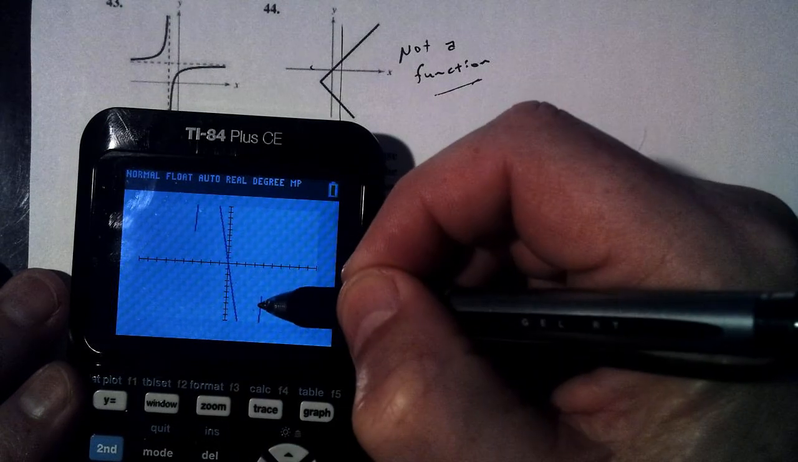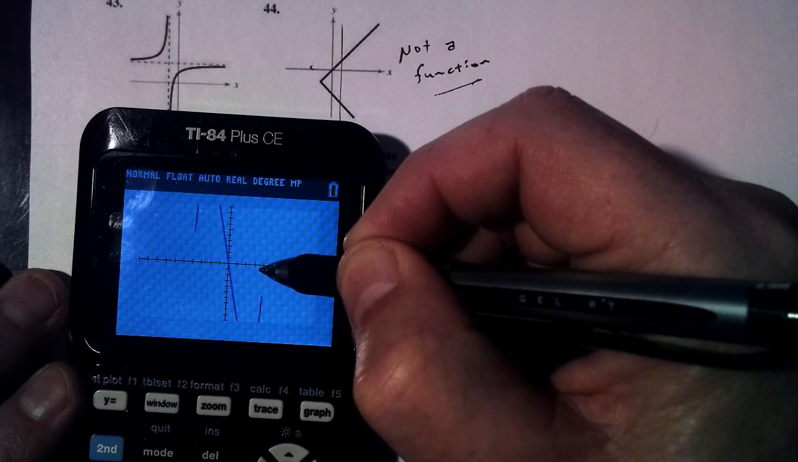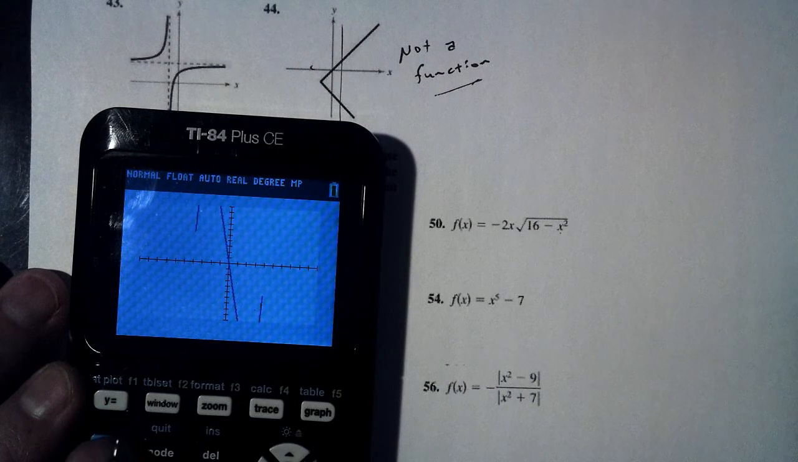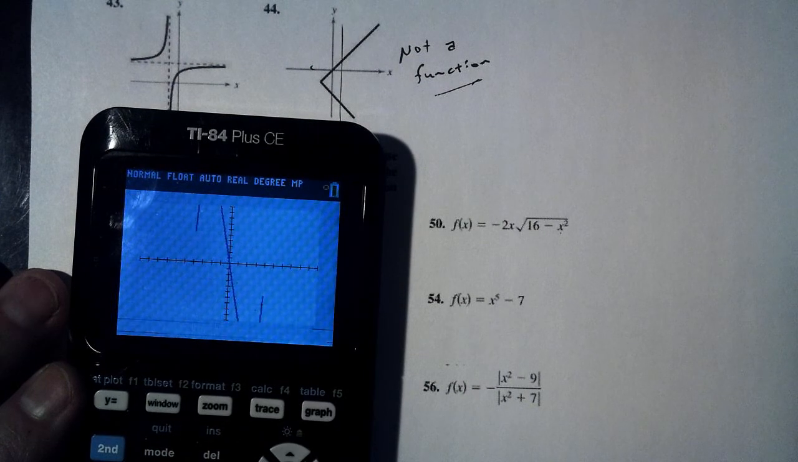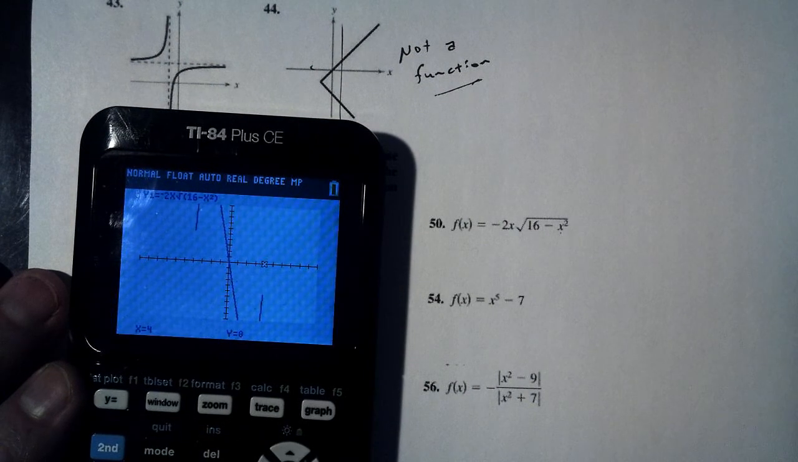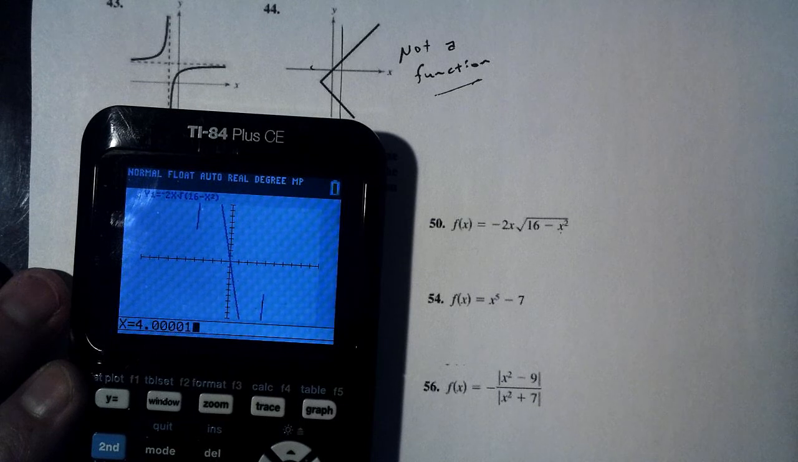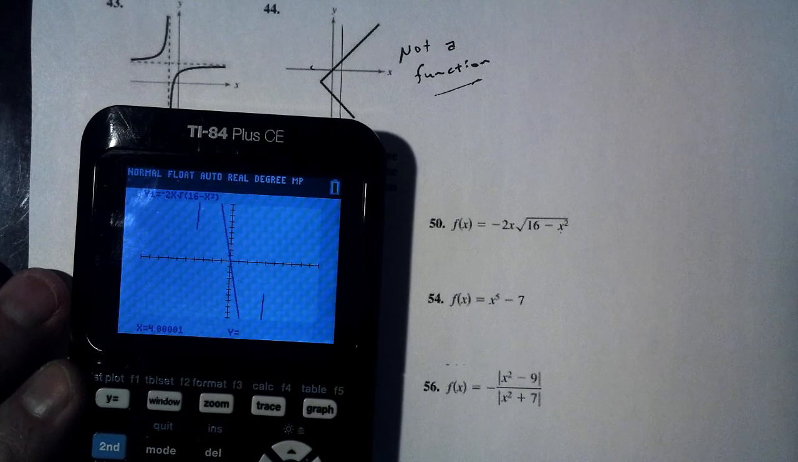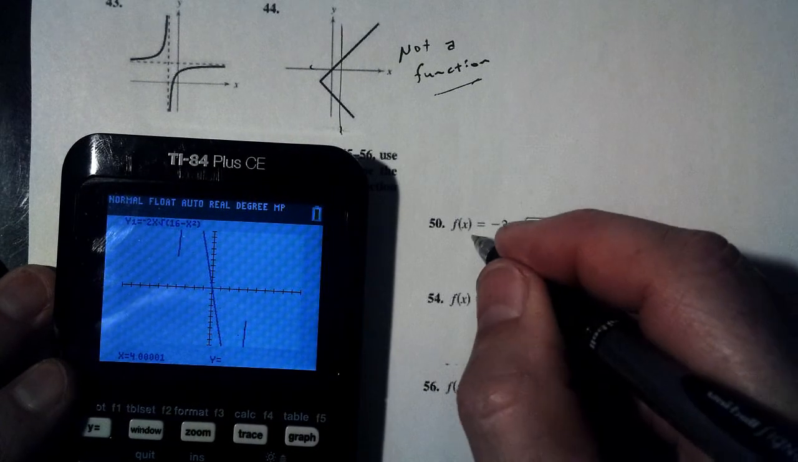And I actually suspect this goes all the way there to 0. Let's see, second calc value 4, it actually does. So our calculators will lie to us a little bit. If I go to 4.0001, it does not exist there.